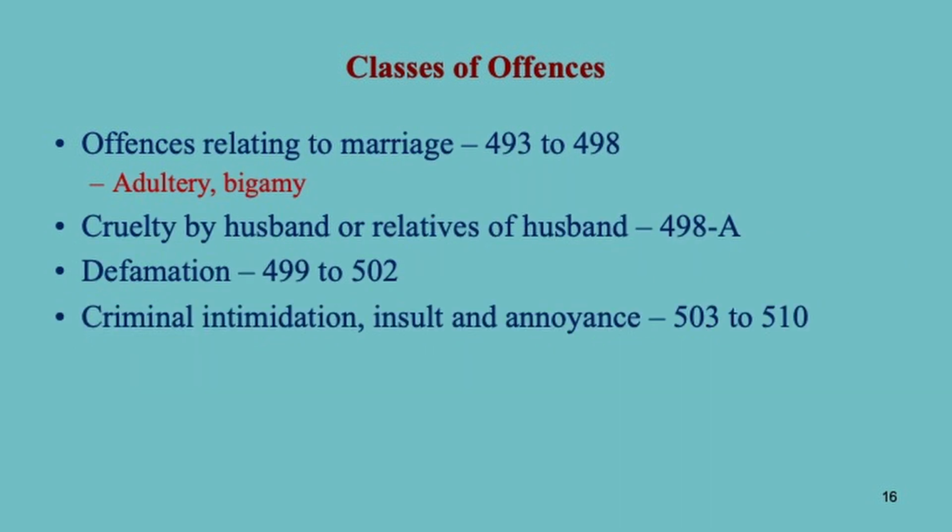Chapter 20 deals with offences relating to marriage, which include adultery, bigamy, elopement, etc. Chapter 20A deals with cruelty by husband and relatives of husband. Chapter 21 deals with defamation, and Chapter 22 deals with offences of criminal intimidation, insult, and annoyance. Chapter 23 deals with attempts to commit various offences. This in brief is an overview of the scheme of the Indian Penal Code.